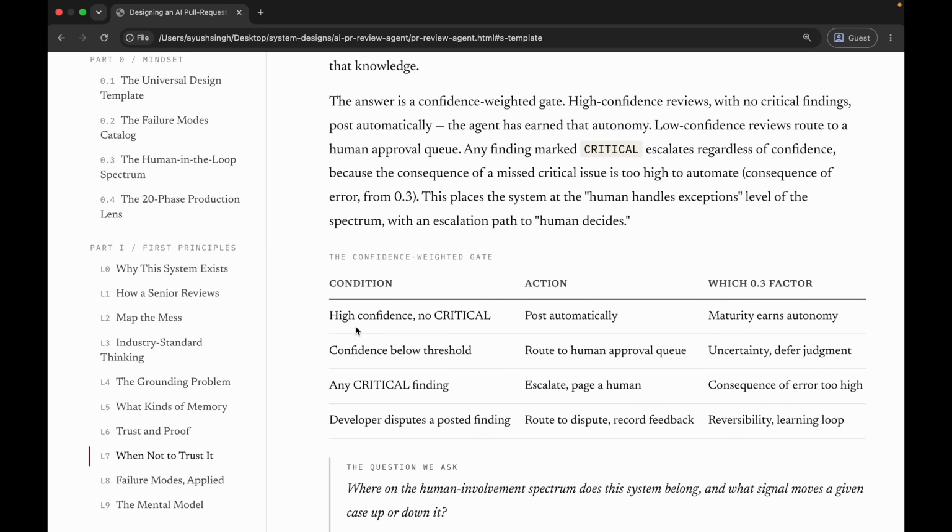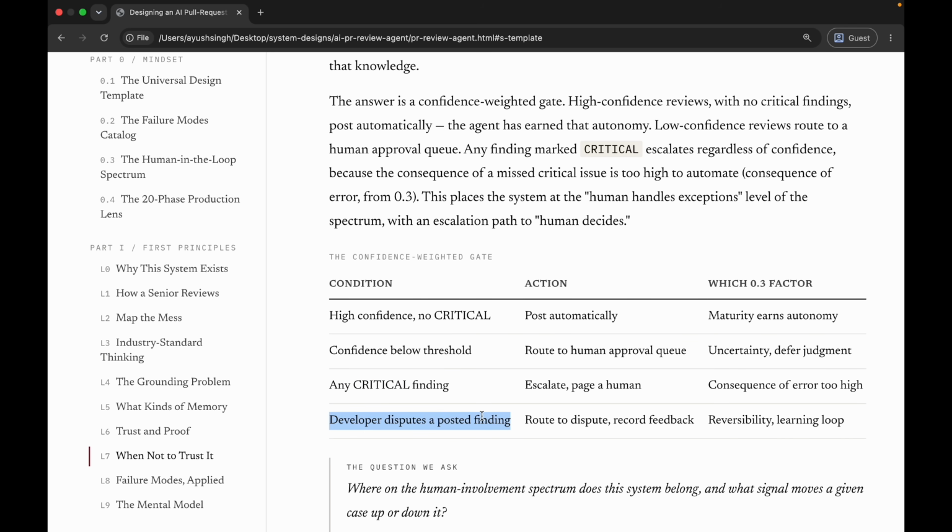If the confidence is high and it is not critical, the action is to post the review automatically. Maturity owns the autonomy. Even initially, if the confidence threshold is 0.6, anything below 0.6 you put as an escalation. That's fine, but over time it should mature. Confidence below threshold means route to a human approval queue. Any critical finding, escalate, which means literally escalate any critical findings.